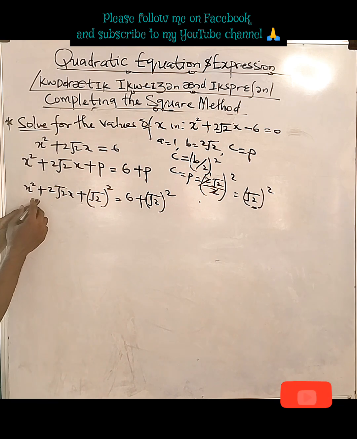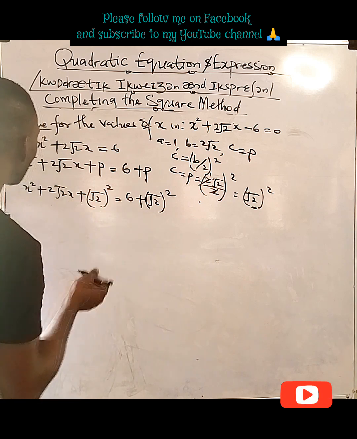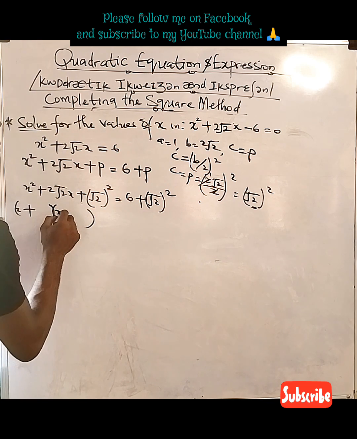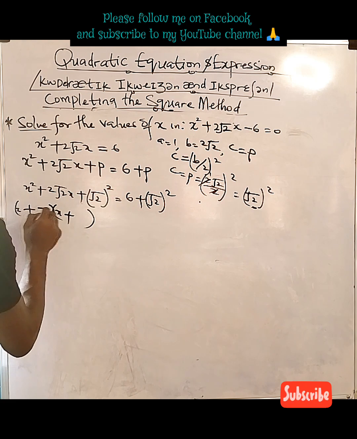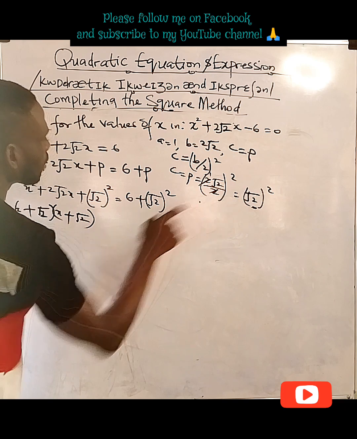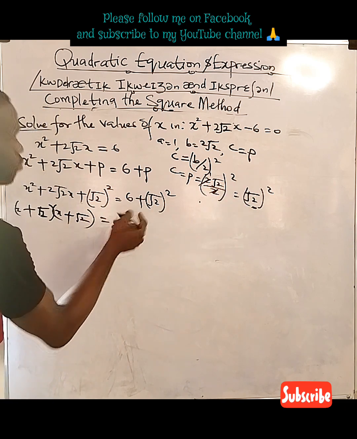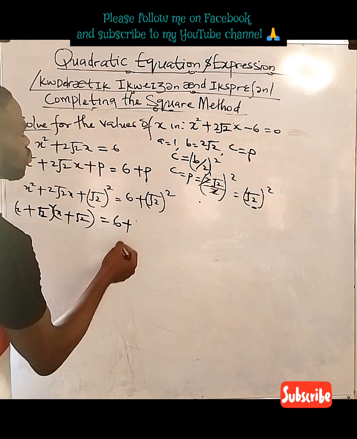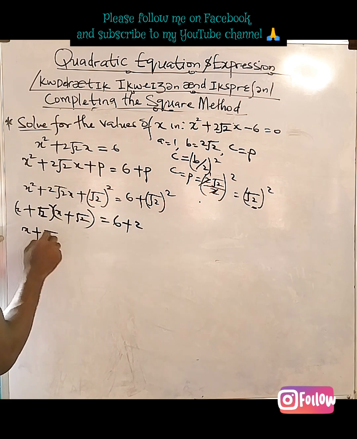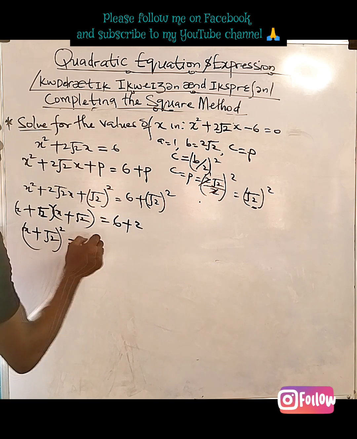The sum is positive, so the two roots have plus and plus. So that's x plus root 2, all raised to power 2. That's the reason I opted not to break it down. On the right side we can break it down: 6 plus root 2 raised to power 2 is root 2 times root 2, which is root 4, ordinary 2. So x plus root 2 raised to power 2 equals 8.